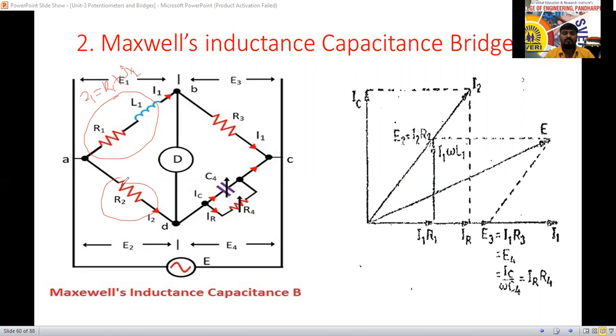Z2 equal to R2. Next, Z3 equal to R3. Very good. Z4 equal to, here the important factor is there. This combination of parallel will give the Z4 here. Can anyone tell me Z4 equal to?